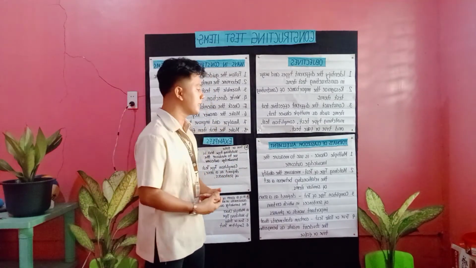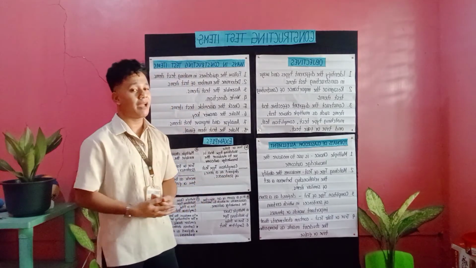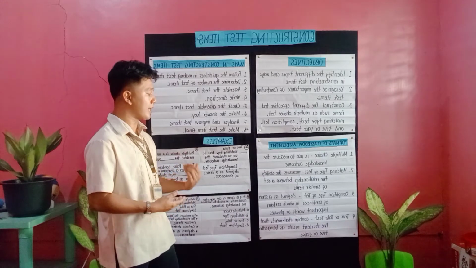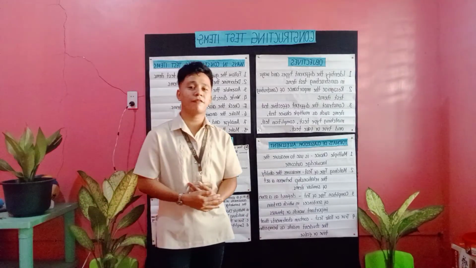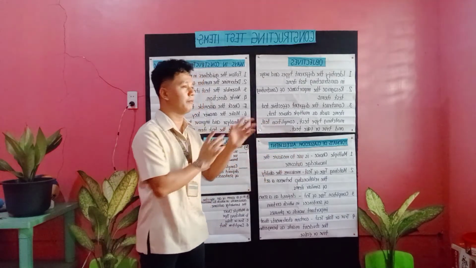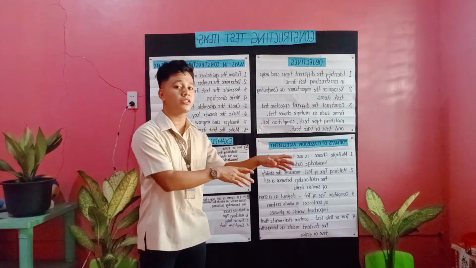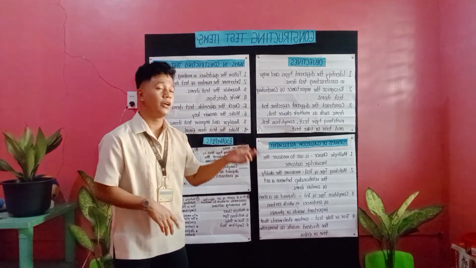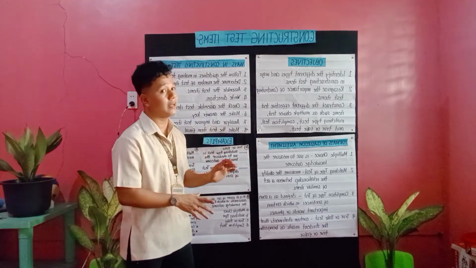So let's proceed to number 2. Matching type of test measures the ability to see the relationship between a set of similar items. For example, there will be a column A and a column B. In column A, there will be a question, and column B has the answer to that question. All you need to do is to find the similar item.